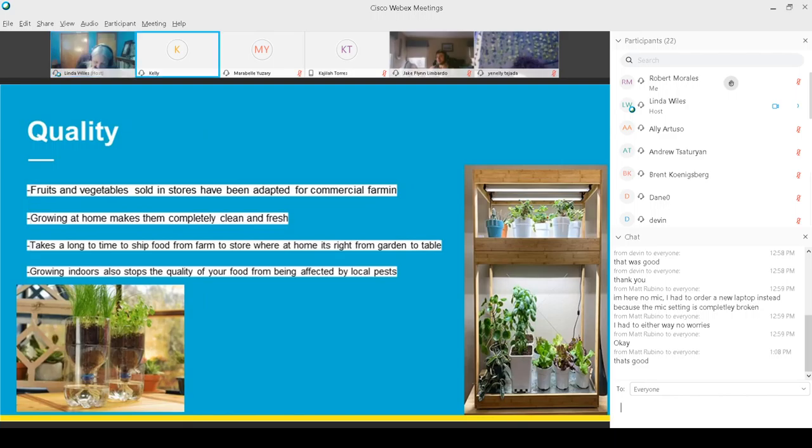So the quality is better. The fruits and vegetables sold in stores have been adapted for commercial farming, and so growing at home makes them completely clean and fresh, depending on if you grow them right. And it takes a long time to ship food from farms to the store, where at home it's right from the garden to your table. And growing indoors also stops the quality of your food being affected by local pests, because you have the control.